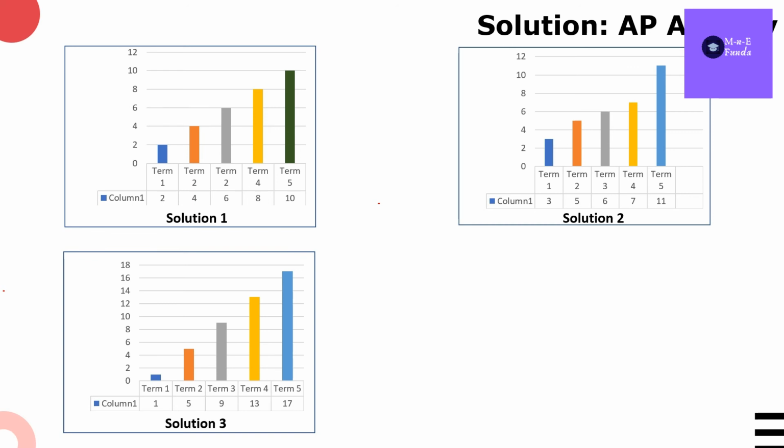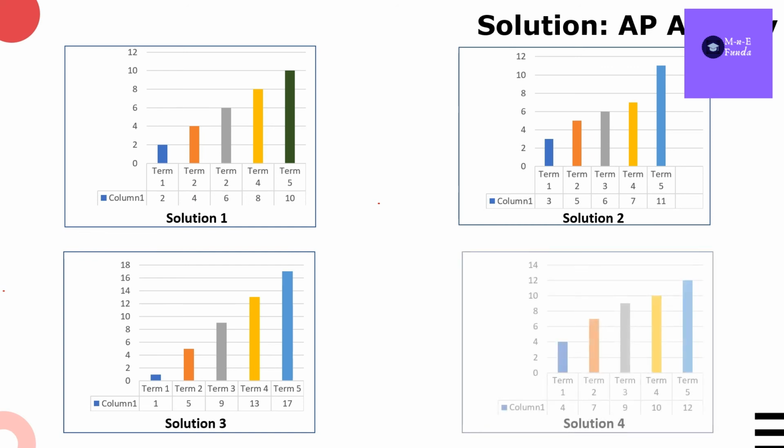And for the fourth question, the terms are like this: 4, 7, 9, 10, 12. The difference between first and second term is 3. Third and second term, it is 2. Third and fourth term, it is 1, and fourth and fifth one, it is 2. So there is no constant common difference. So it is not obeying the AP series.